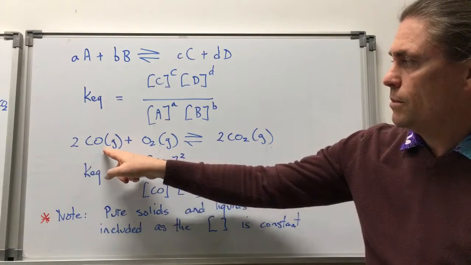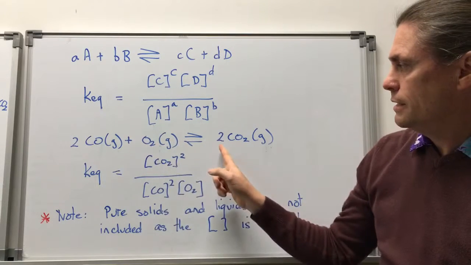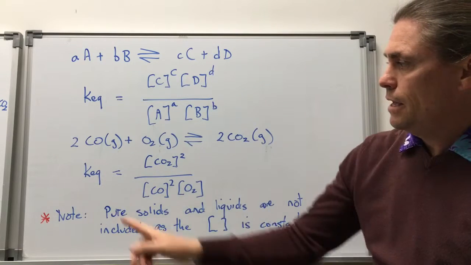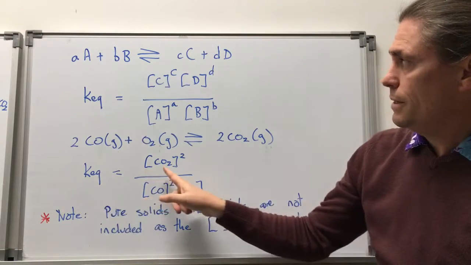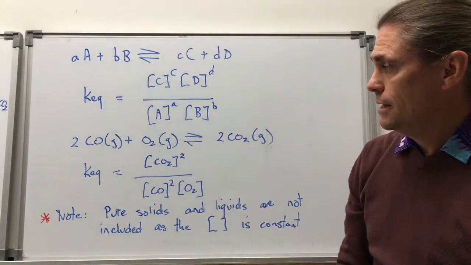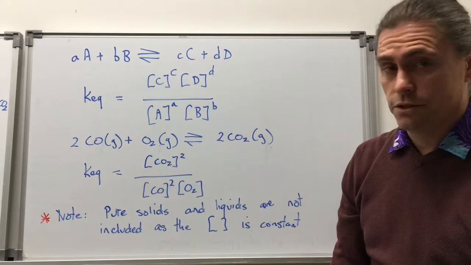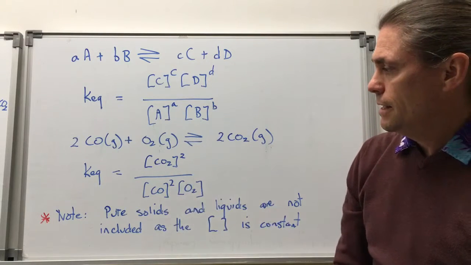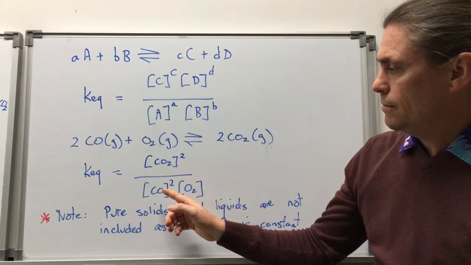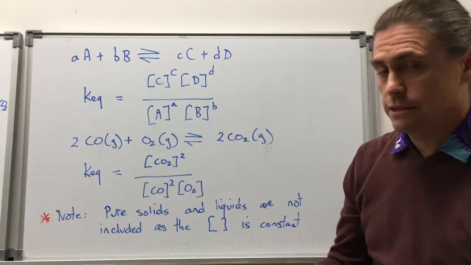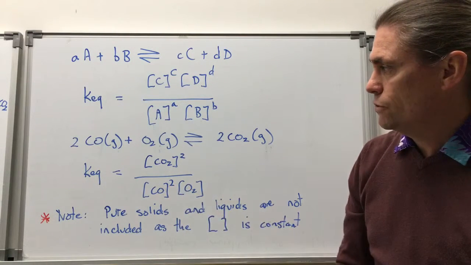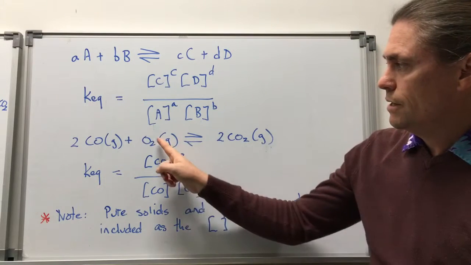We've got 2 moles of carbon monoxide plus 1 mole of oxygen gas giving us 2 moles of carbon dioxide. So according to this generalized formula, our equilibrium constant will be our product raised to the power of our prefix, so the concentration of carbon dioxide squared, over the multiplication of our 2 reactants raised to their respective powers as well. So we've got carbon monoxide concentration raised to the power of 2 and oxygen concentration raised to the power of 1.